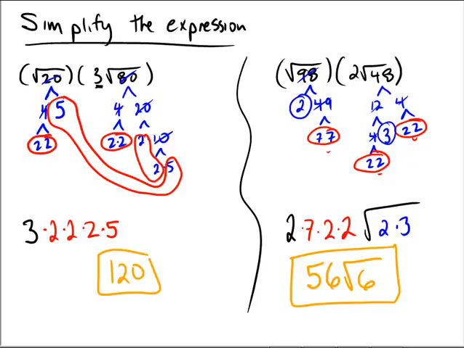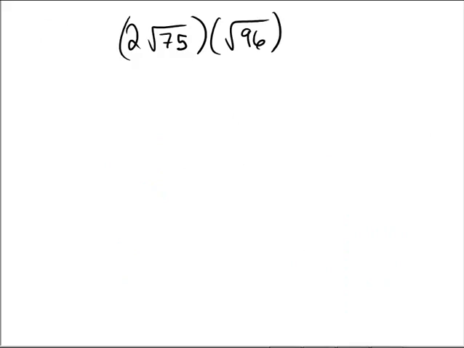So why don't you pause the video and try to do this problem on your own. 2 times the radical of 75, times the radical of 96. No need to do the prison way if you want to do it in a different way, but assuming you gave it a pause here and tried it, let's see what we get together.